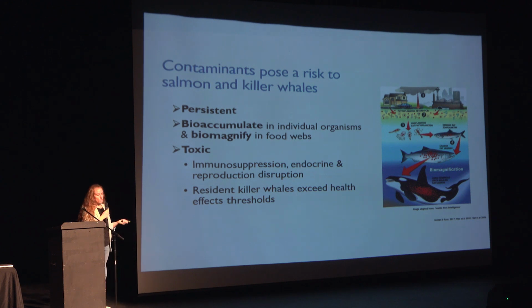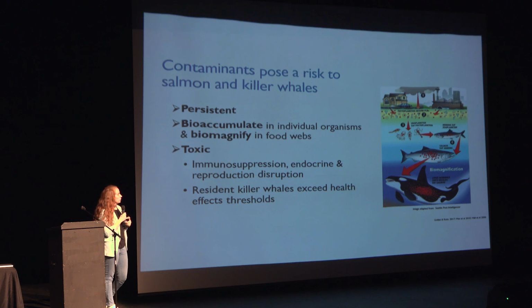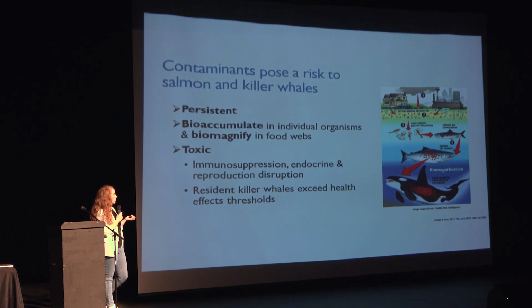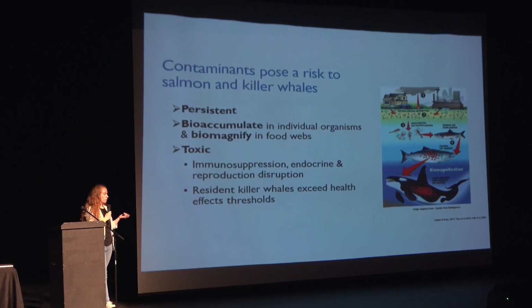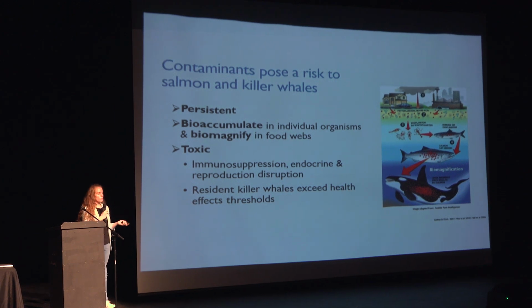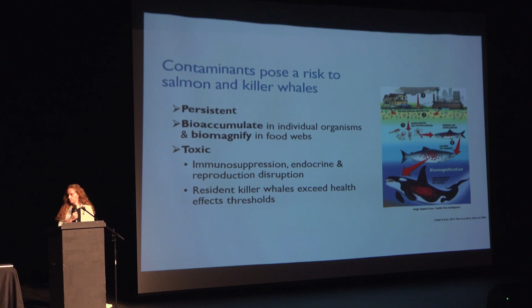And finally, both of these contaminants are toxic to Chinook salmon and resident killer whales. They can cause disruption to their immune system, their endocrine or hormone system, and also cause reproductive disruption. Studies have shown that the northern and southern residents exceed health effects thresholds based on their PCB and PBDE concentrations, so we believe that they are having negative effects in relation to their contaminant levels.